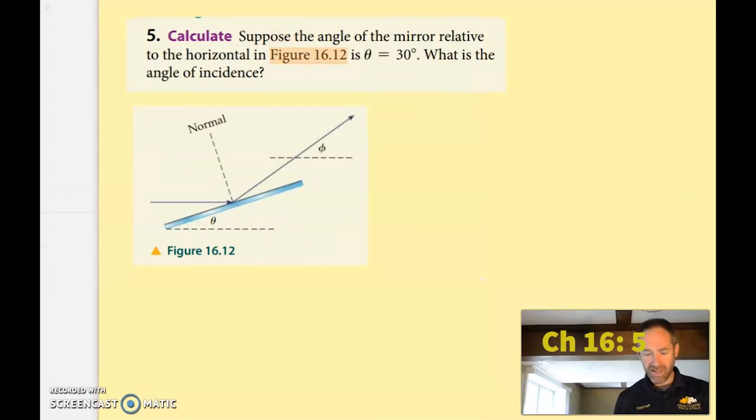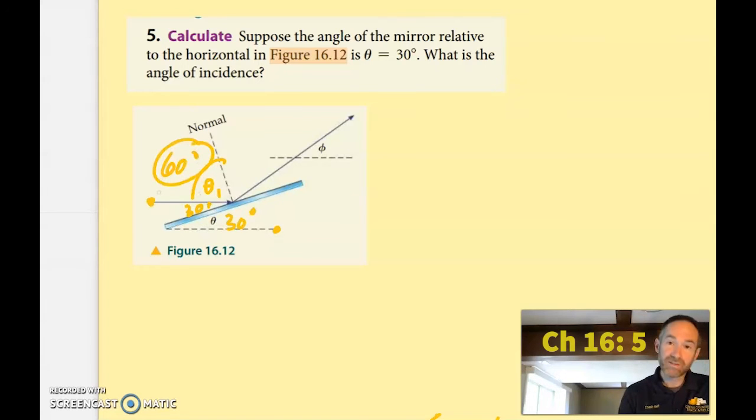Number 5 is a takeoff on that last one, the same picture. It says if the angle of the mirror relative to the horizontal is 30 degrees, then what's the angle of incidence? Well, the angle of incidence is going to be this one right here. Now look, this was a horizontal light ray coming in. And this dotted line down here is horizontal. So alternate interior angles say that this angle in here is 30 degrees. Now, the angle of incidence right there is the complement to that. And so that's going to be 90 minus 30 or 60 degrees.